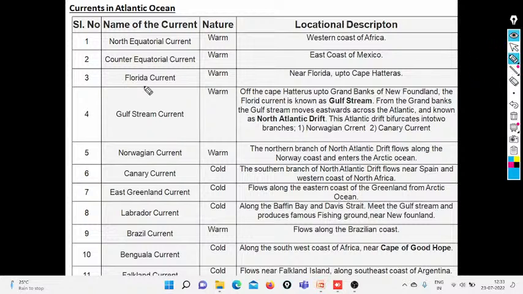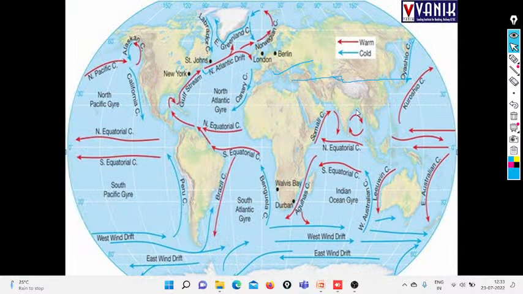Florida current, by nature it is a warm current. Location is near Florida up to Cape Hatteras. Florida current, a natural warm current near Florida up to Cape Hatteras.